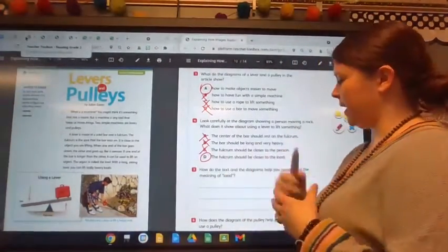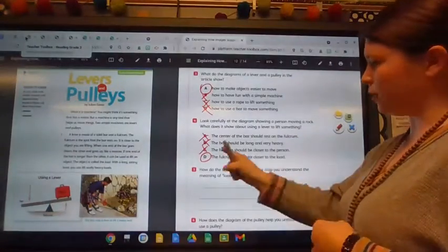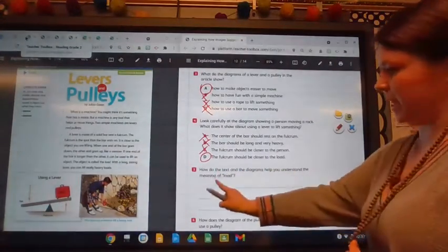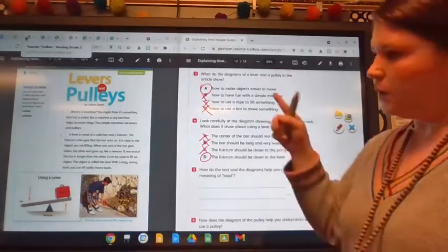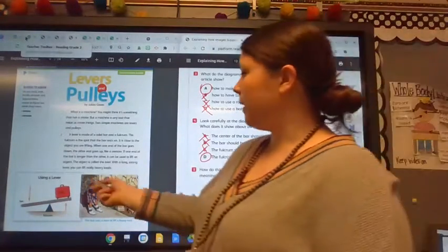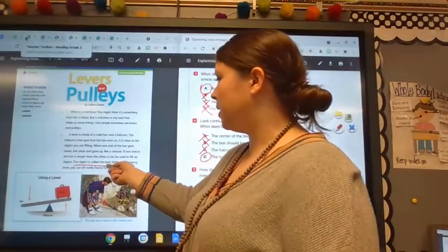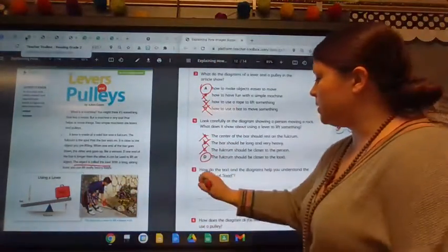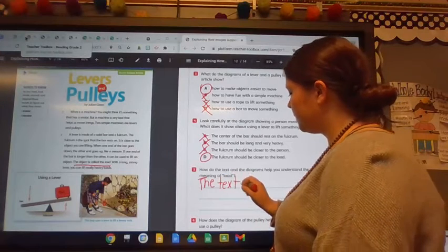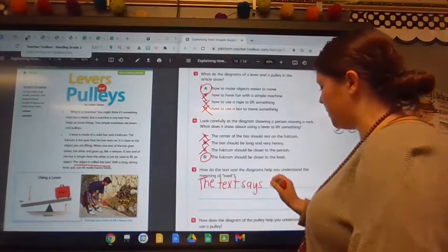Hey guys, let's go ahead and do number 5. How do the text and the diagrams help you understand the meaning of load? So what does the text say about load? Well, here in paragraph number 2, it says the object is called the load. So the text says an object is a load.